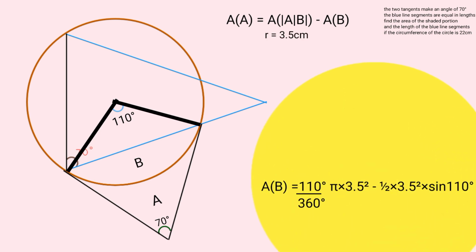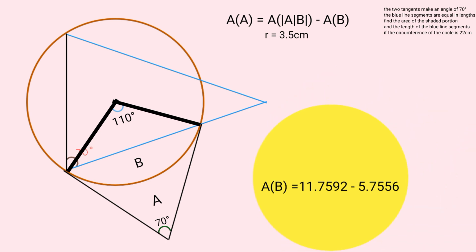Substituting here now, area of B equals 110 degrees over 360 pi times 3.5 squared minus 1 over 2 times 3.5 squared times sine 110 degrees. If you press your calculator, 110 over 360 times pi times 3.5 squared is 11.7592, and 1 over 2 times 3.5 squared times sine 110 is 5.7556. So area of B equals 11.7592 minus 5.7556, which is 6.0036.